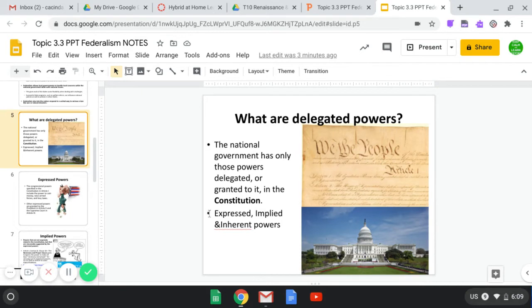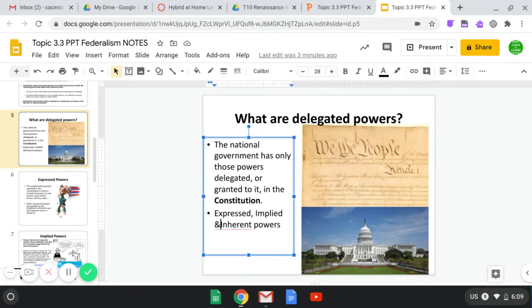So delegated powers are those powers that are delegated by the Constitution. So it tells you what you can and can't do. But they're broken down into three categories. You have express. This means that it is written. You only have this power as it's written. Then you have some implied powers and some inherent powers. So let's start with expressed.